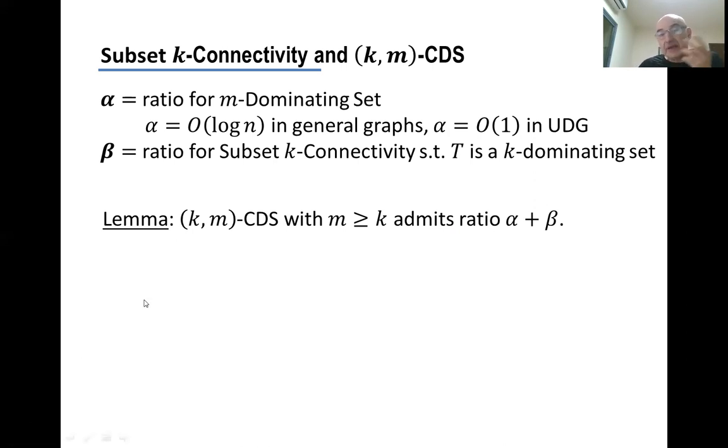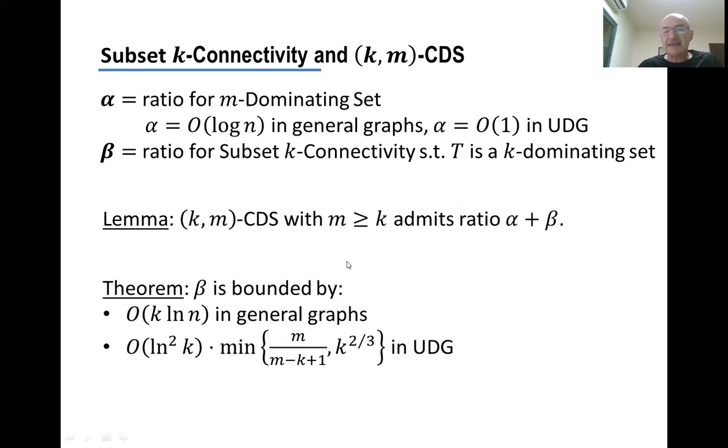So the first lemma that we'll need is that the KM-CDS with m greater or equal than k admits ratio alpha plus beta. I will prove to you this lemma, or at least sketch the proof. And the second thing that is needed is the bounds on beta. So approximation algorithms for subset k connectivity when T is already a k dominating set. So essentially the bounds on beta that I prove essentially coincide with the ratios I stated for the KM-CDS problem.